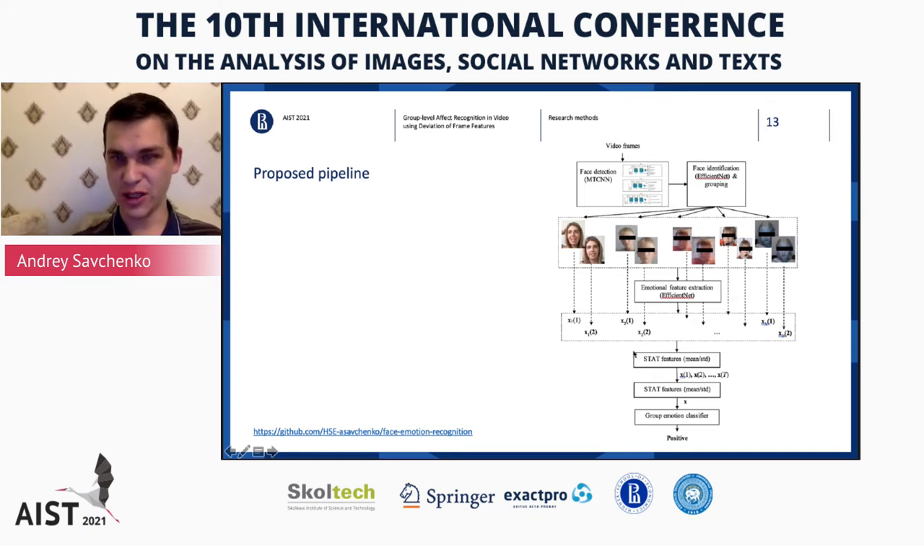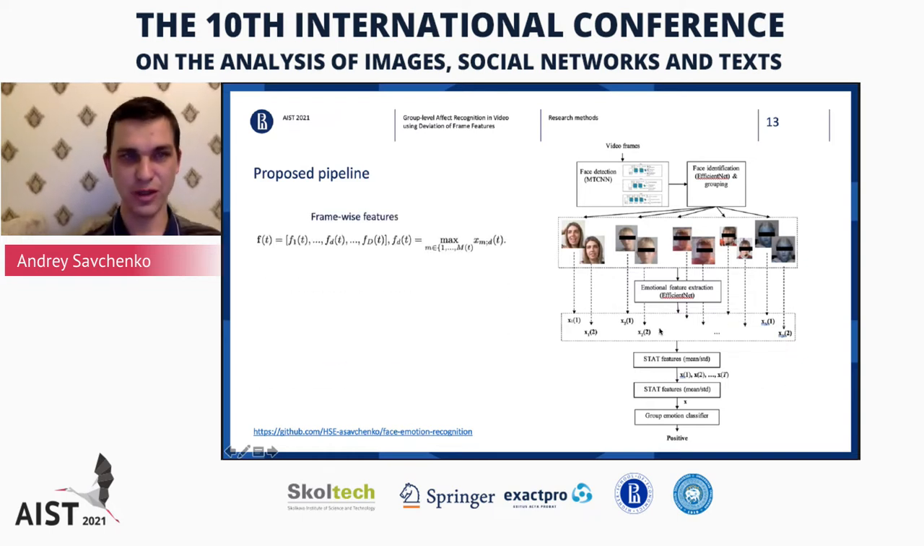So we concatenate the individual features of faces using some statistical features. Here is an example with mean and standard deviation, but in the final pipeline we still use only one part of these features. We compute the features for each face, and then we compute the whole features for the whole video.